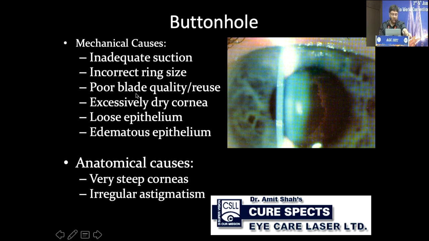So the basic causes are if you have inadequate suction, or you have selected the incorrect ring size. The most common which we all do is reusing the blade, and suppose there is a poor quality of the blade. If you are using excessive anesthetic eye drops like Paracaine, you are going to end up with loose epithelium and all. This is the most common factor. And anatomical causes include very steep corneas and irregular astigmatism.